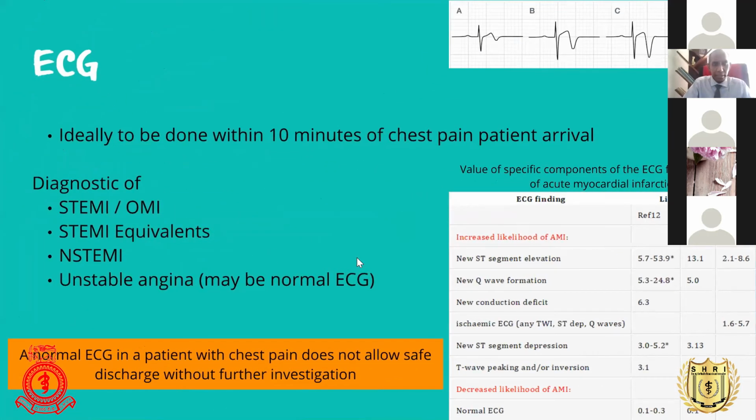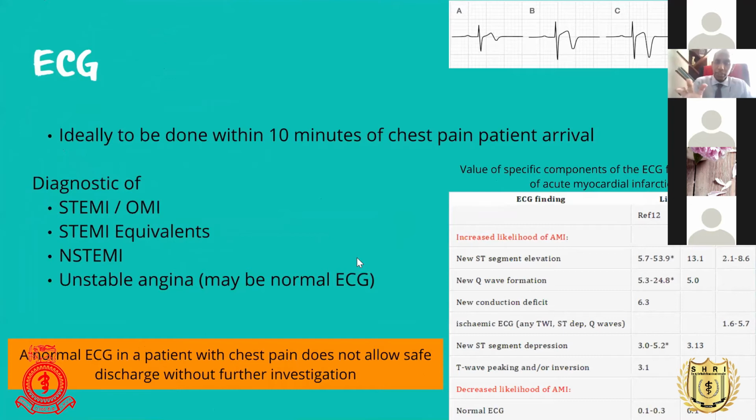ECG. Within 10 minutes, any chest pain has to have an ECG. What you look at is new ST segment elevations or depressions, new Q wave formation, new conduction deficit like left bundle branch block, and T wave peaking or T inversion. These are sensitive, not specific.